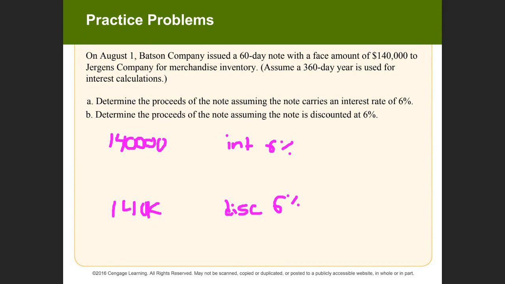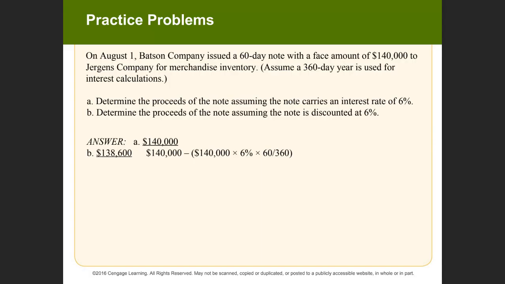So this might be tricky, but number one is just 140,000. We have Batson Company. They issued a 60-day note with a face amount of 140,000. Determine the proceeds of the note, assuming it carries an interest rate of 6%. We just want to know what the proceeds are. So the proceeds are 140,000 for this first one, for A.